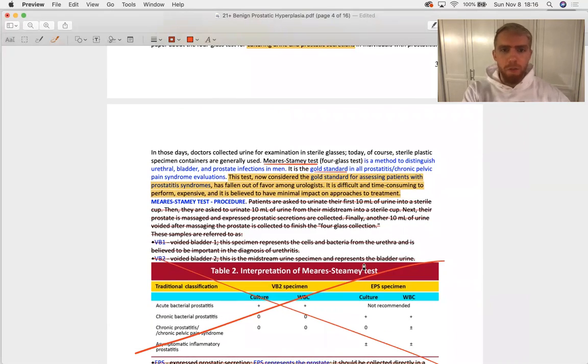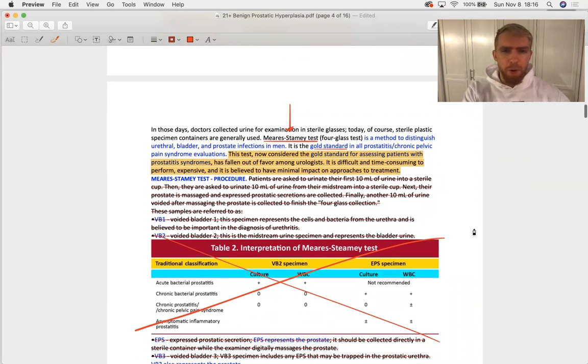So this test is called the Meares-Stamey test. And it's the gold standard, but it is falling out of favor because it is difficult and time-consuming to perform. It's expensive, and it's believed to have minimal impact on approaches to treatment. Again, if you have prostatitis or urethritis, what's the difference? You're throwing the same drug at it 10 times out of 10. So really, it's for billing purposes. You want to be accurate with that.